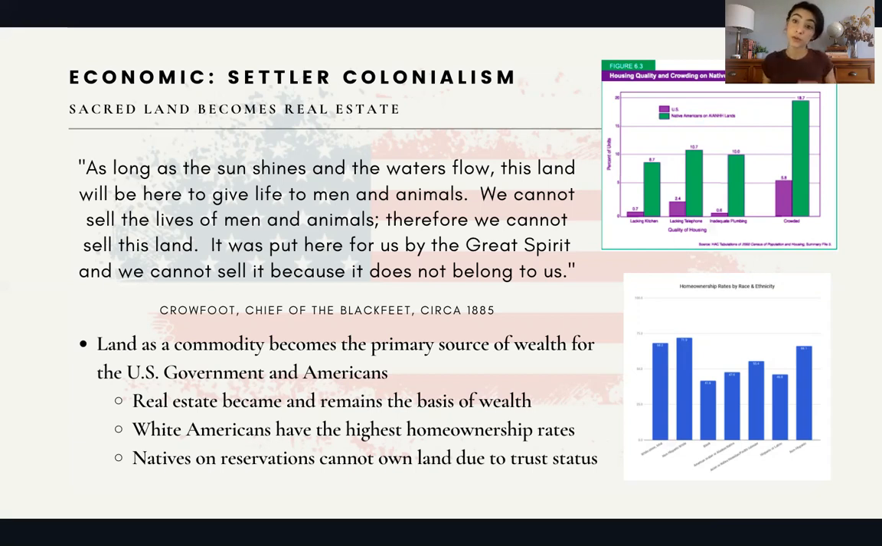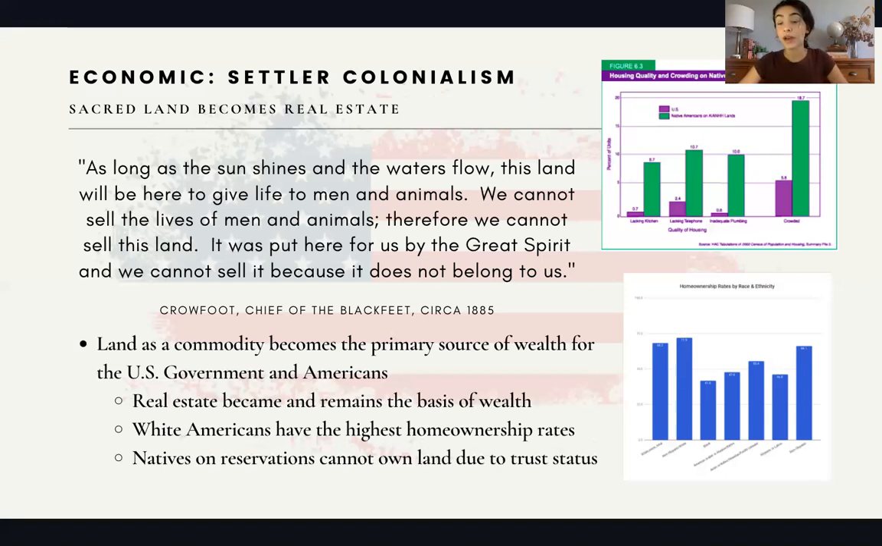It is also the primary source of wealth for settlers, for Americans. And so real estate became, and also remains, the basis of wealth in the United States. Unfortunately, I couldn't find statistics on land ownership in general. What I could find was home ownership statistics. And we know that it is the greatest source of wealth. And we still see disparities to this day.